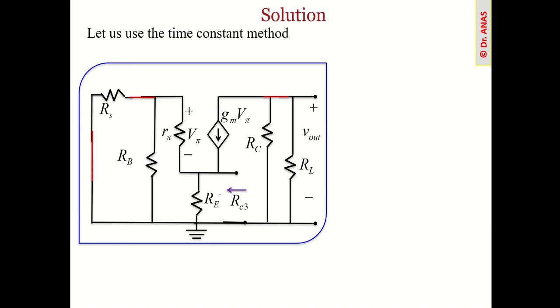Last one, C3. Now we are focusing here, so we will remove all the other capacitors. So this is short circuit, this is short circuit. This will be open circuit. So it means we don't need to go this way. So we have to put focus on this side. So now if you look from this end, RS is in parallel with RB, right? RS is parallel with RB.